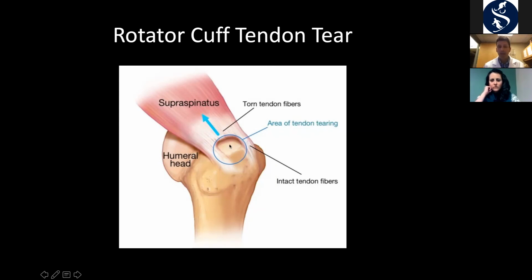Although it is possible, I just had a woman in the office last week who actually tore her tendon here in the central portion of the tendon, so she didn't tear it away from the bone. But 99% of the time, this is what people do when we talk about a rotator cuff tendon tear, is the tendon actually pulls off of the bone attachment.